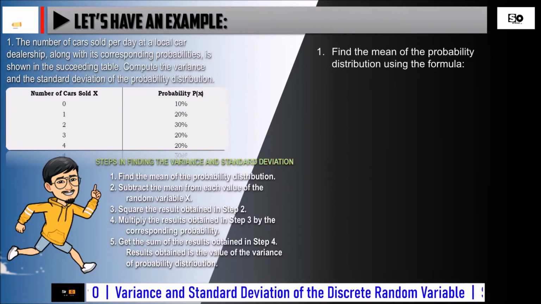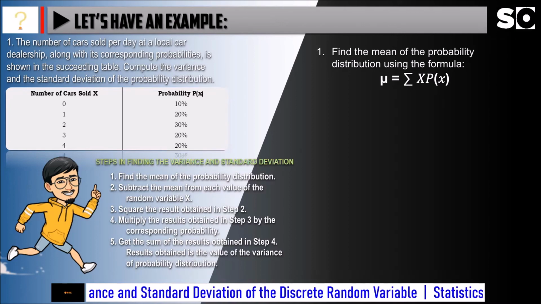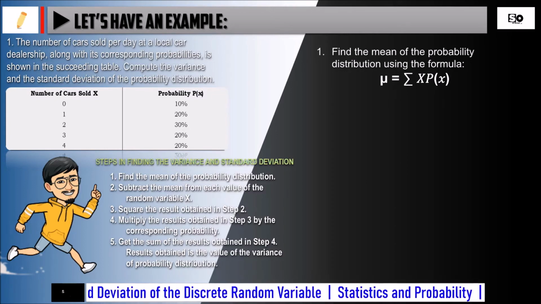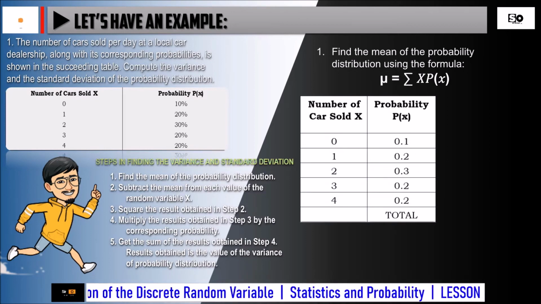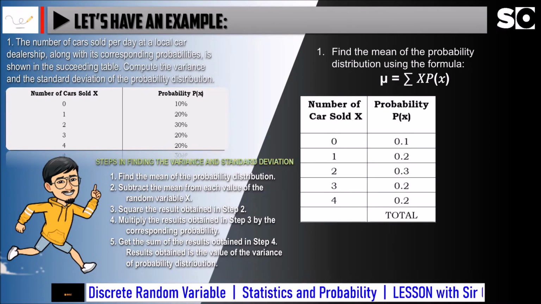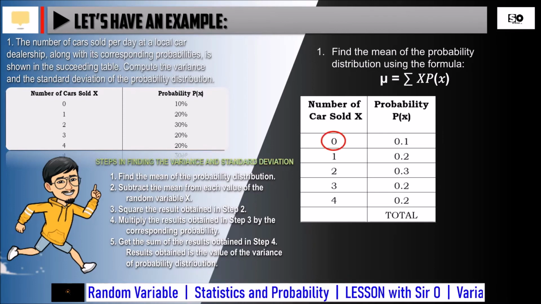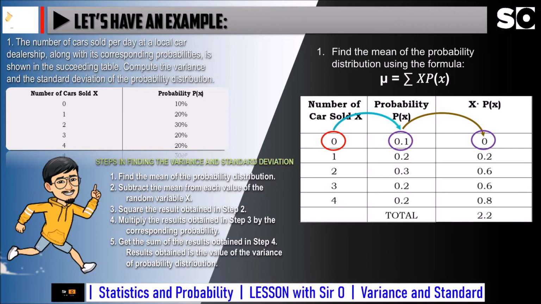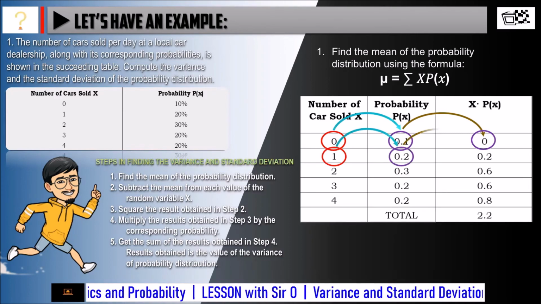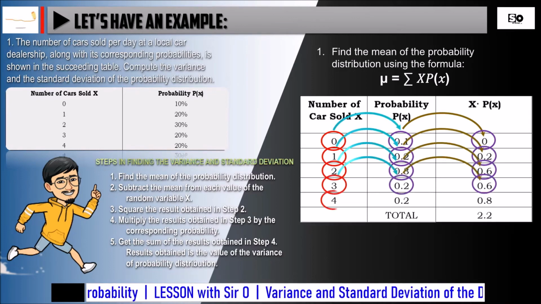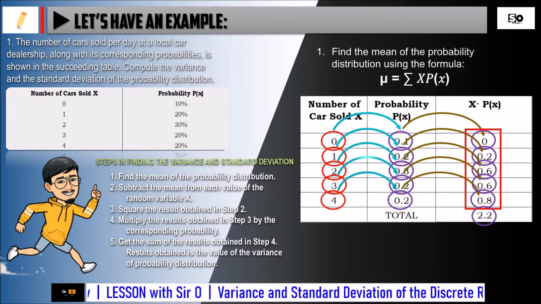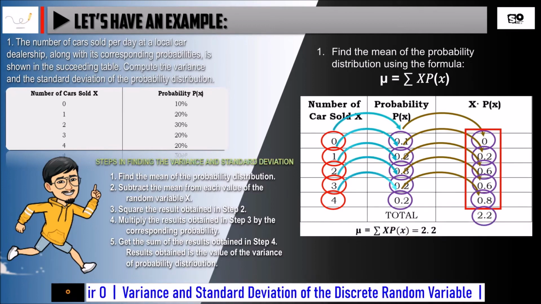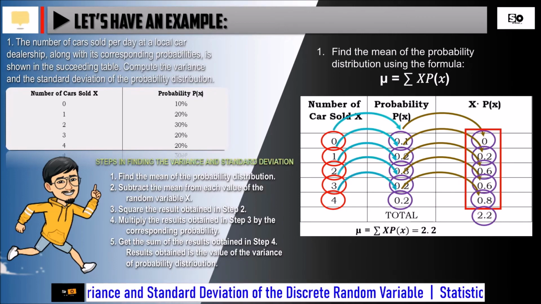Solution. Step 1 is to find the mean of the probability distribution using the formula. Mean is equal to uppercase sigma x multiplied by p of x. We have number of cars sold for x and probability p of x. We're going to multiply 0 by 0.1. So we have mean is equal to 0. Do it in the succeeding values. Then add to get the total mean. So for this example, we have mean is equal to 2.2.